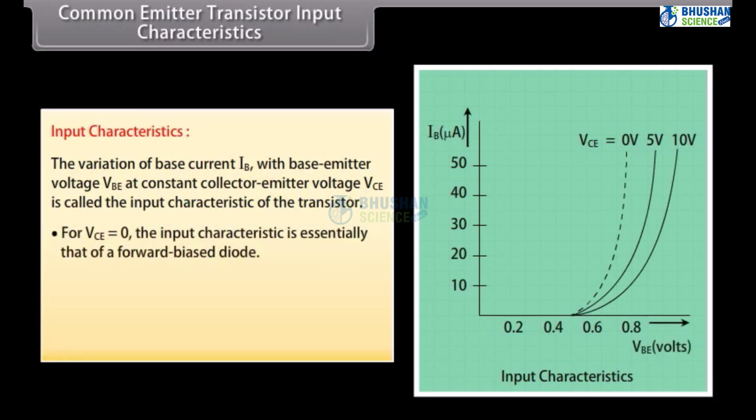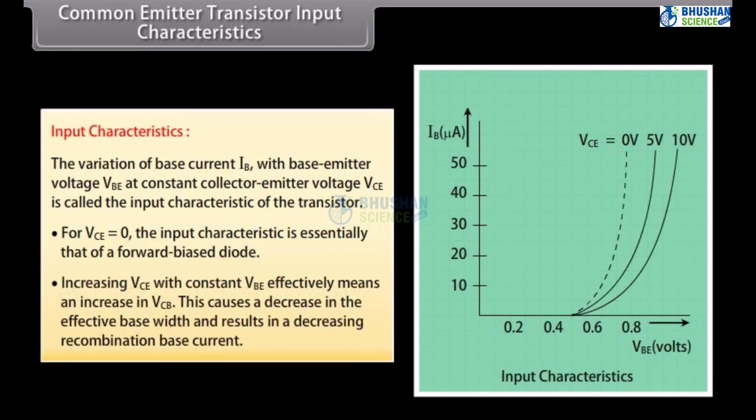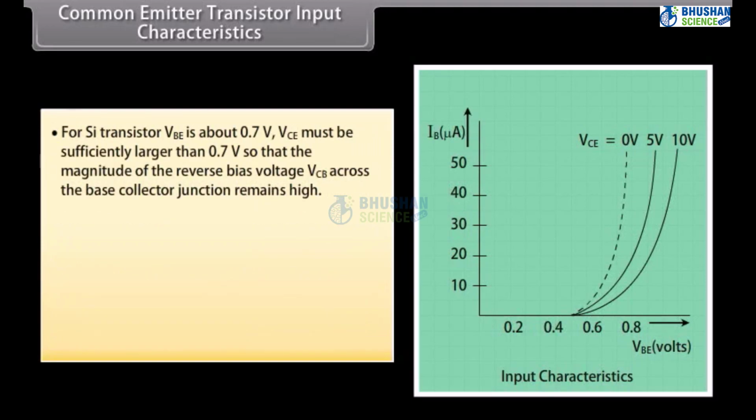For VCE equal to 0, the input characteristic is essentially that of a forward biased diode. Increasing VCE with constant VBE effectively means an increase in VCB. This causes a decrease in the effective base width and results in a decreasing recombination base current. For Si transistor, VBE is about 0.7 volt. VCE must be sufficiently larger than 0.7 volt so that the magnitude of the reverse bias voltage VCB across the base collector junction remains high.